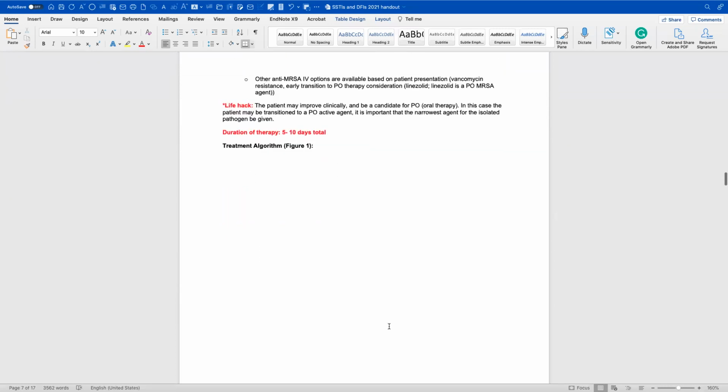So life hack, the patient may go ahead and improve clinically and be a candidate for PO oral therapy. In this case, the patient may be transitioned to a PO active agent. It is important that the most narrow agent for the isolated pathogen be given. So the duration of therapy will be about 5 to 10 days total.